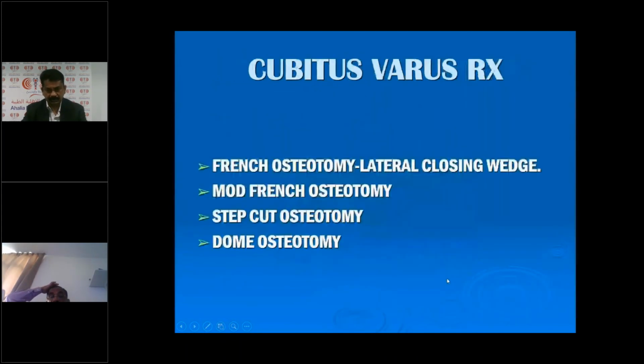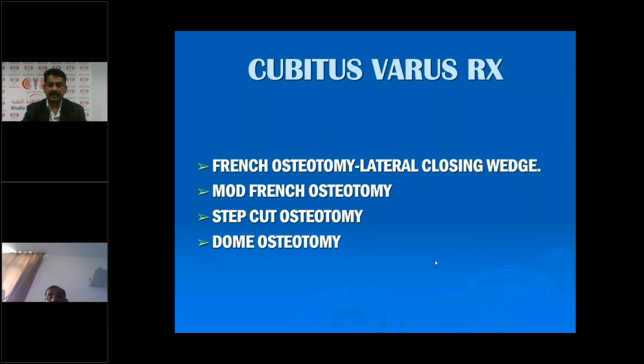So the treatment for this is French osteotomy, that is lateral closing wedge French osteotomy, or the modified French osteotomy, which is more commonly used. Then there are the step cut osteotomy and dome osteotomy. Lots of osteotomies are there because this is a procedure with a huge number of complications.